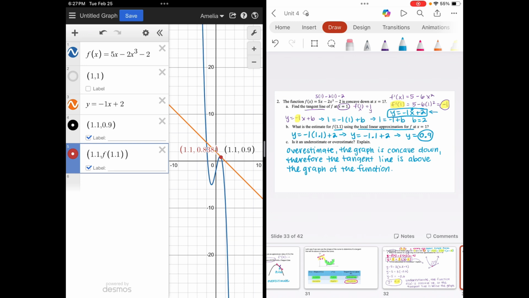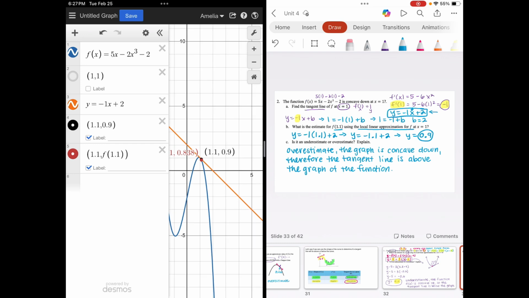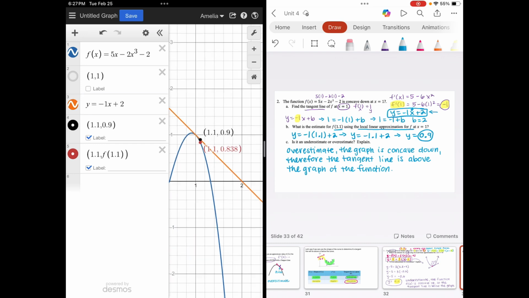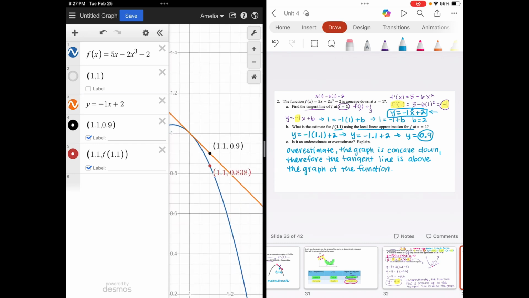You are going to notice, though, if you look at the actual points, the point on the actual graph is 0.838. Our estimation was 0.9, so it was an overestimate. We were too high. And you're going to notice the further you zoom in, you will start to see the difference between the point on the line and the point on the graph. So while they are close together, there is a little bit of a difference there. So the tangent lines do give us a close estimate, but it's still going to be off a little bit.